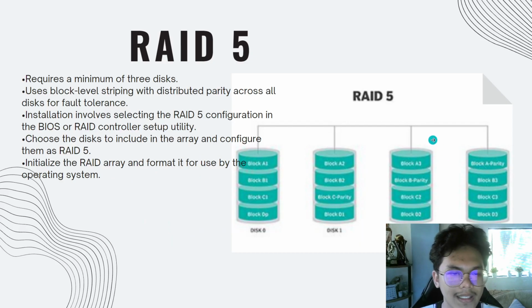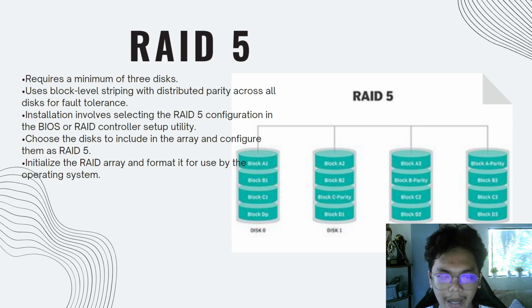RAID 5 requires a minimum of 3 disks like RAID 3. It uses block-level striping with distributed parity across all disks for fault tolerance. Installation involves selecting the RAID 5 configuration in the BIOS or the RAID controller setup utility. Choose the disks to include in the array and configure them as RAID 5. Initialize the RAID array and format it for use by the operating system.